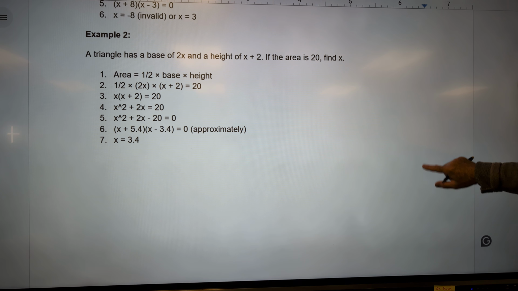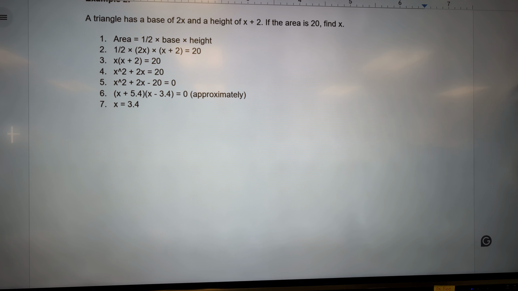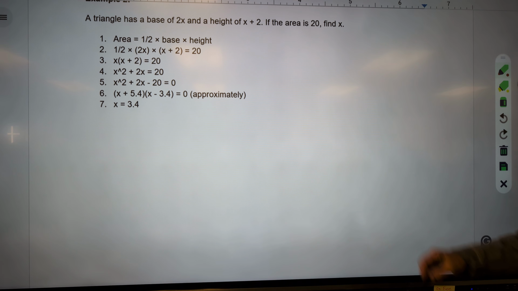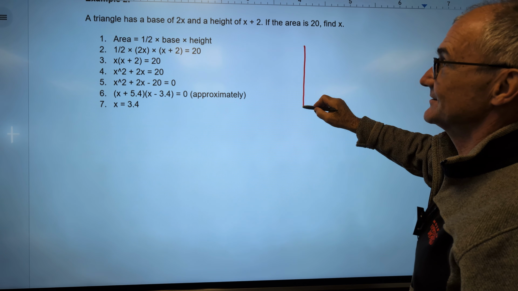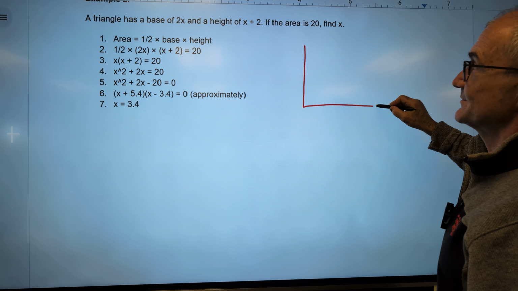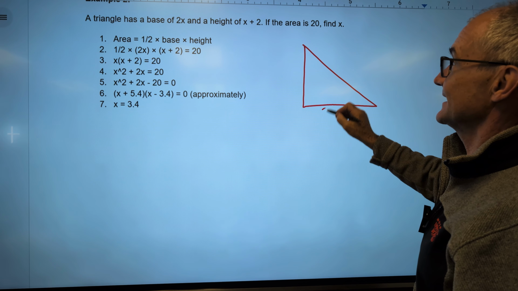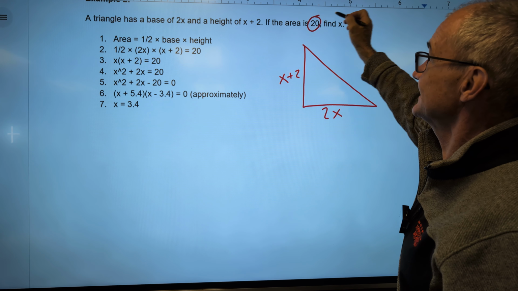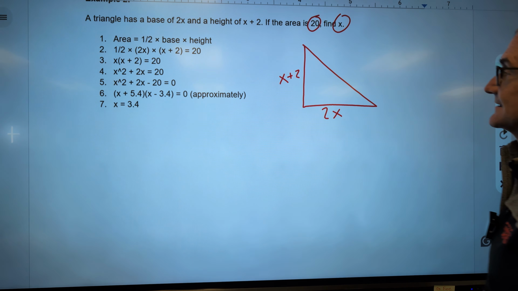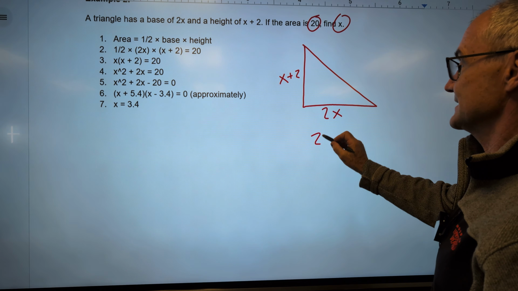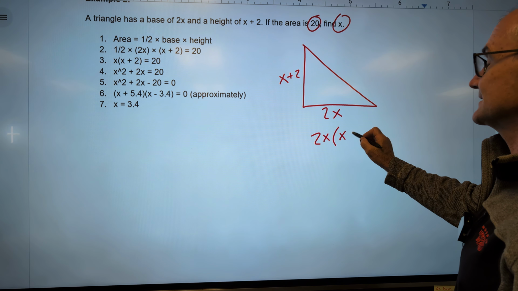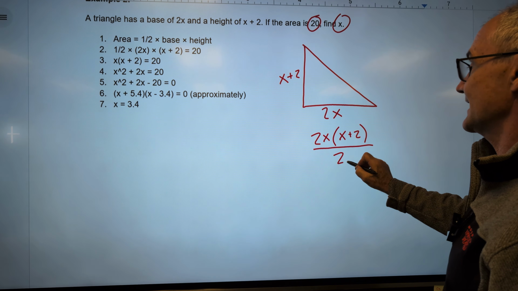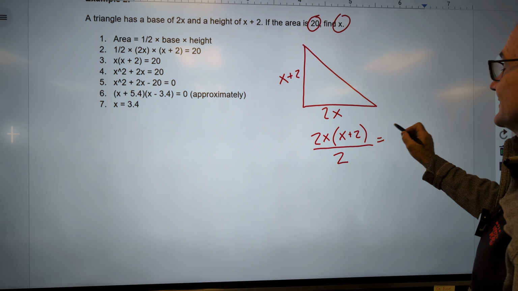Okay, let's do another example here. Again, pause the video, do this problem. Don't read through the explanation. The area of a triangle has a base of 2x and a height of x plus 2, and the area is 20. Find x. So I have base times height divided by 2, or multiplied by a half, is equal to my area, 20.